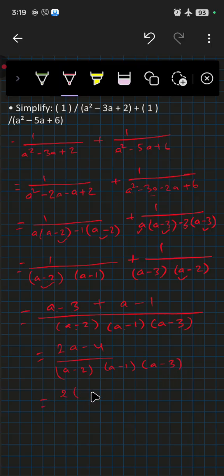Now 2 is common among both. So a minus 2 will be left after taking 2 as common between these two terms. Now what is left? A minus 2, a minus 1 and a minus 3 in the denominator. So now they are in product form, we can reduce them. So 2 over a minus 1 into a minus 3 is going to be the answer for this question.